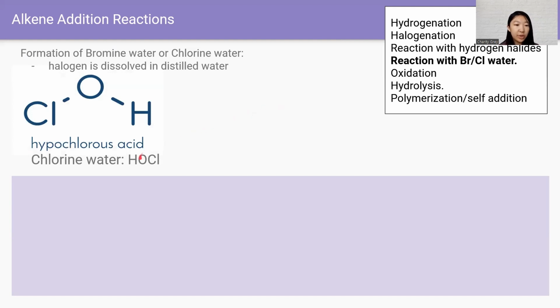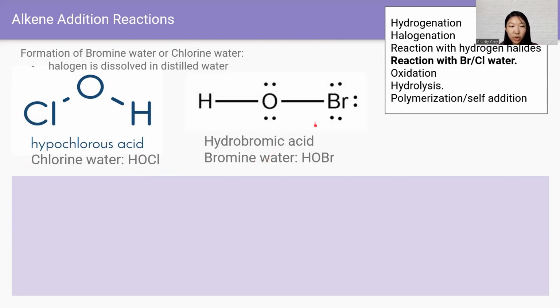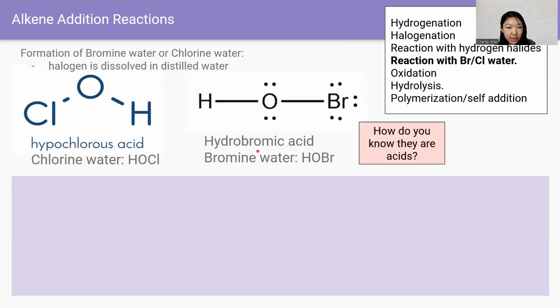So, for example, this is chlorine water. You have the OH, which you can recognize from the water, and it's attached to a Cl instead of another H. Then you have bromine water, which is the same thing, except it's attached to Br. They have different names too. This is called hypochlorous acid, and this is called hypobromous acid. They can also be called chlorine water or bromine water. We're just going to say chlorine water or bromine water, but you want to know these terms as well.